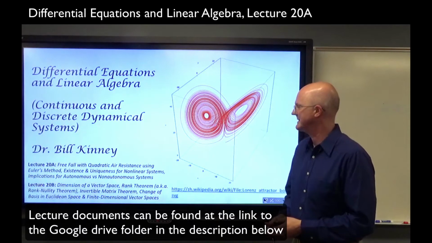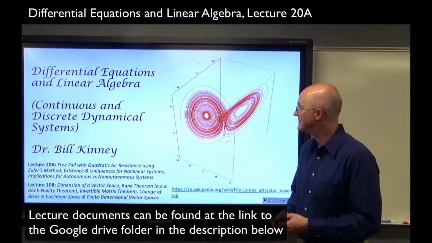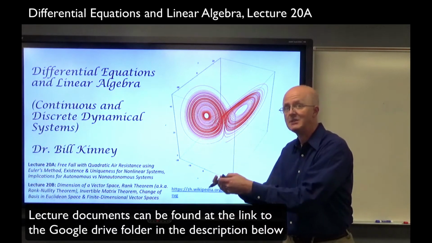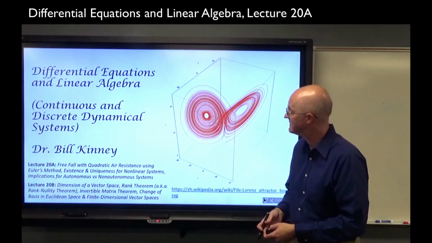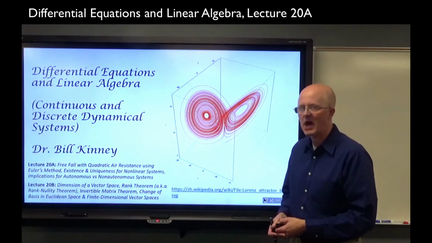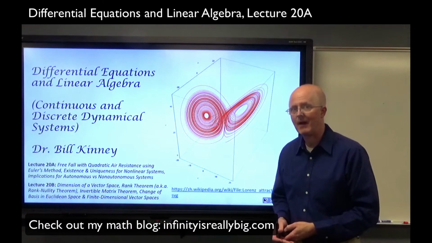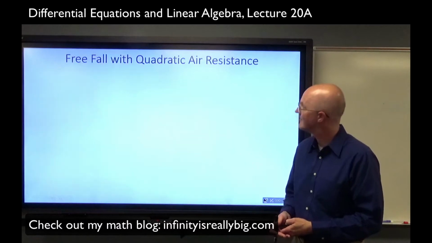That will help us transition into some theory. Existence and uniqueness for nonlinear systems. We talked about existence and uniqueness for scalar differential equations before. And the implications for both autonomous and non-autonomous systems. You can see the content of lecture 20B. I'll talk about that when we get to lecture 20B.